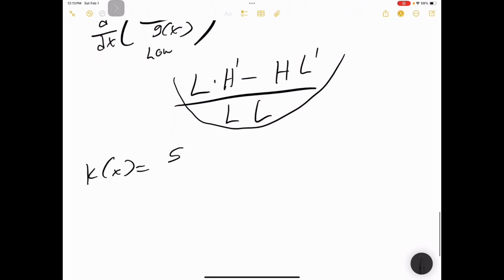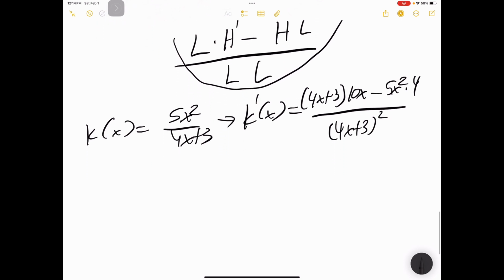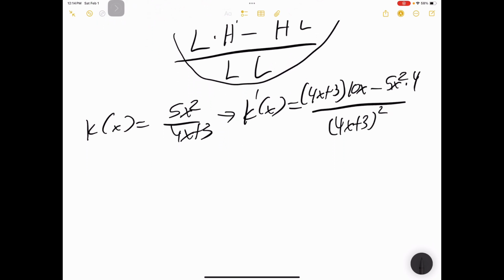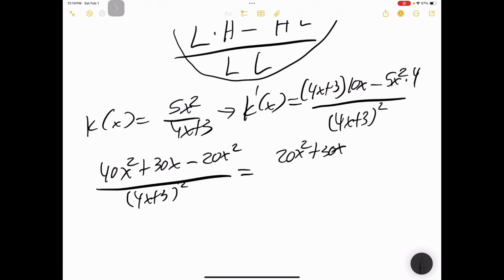Let's say k of x is equal to 5x squared over 4x plus 3. Then k prime of x is going to be low d high, which is 4x plus 3, times the derivative of high, which is 10x, minus high d low, which is 5x squared, times the derivative of the bottom, which in this case is just 4, all over low low, which is 4x plus 3 squared. And we can do a little simplifying. I can multiply the top out, and I can say this is 40x squared plus 30x minus 20x squared, all over 4x plus 3 squared, which is equivalent to, we have the x squared terms that can combine, 20x squared plus 30x over 4x plus 3 squared.